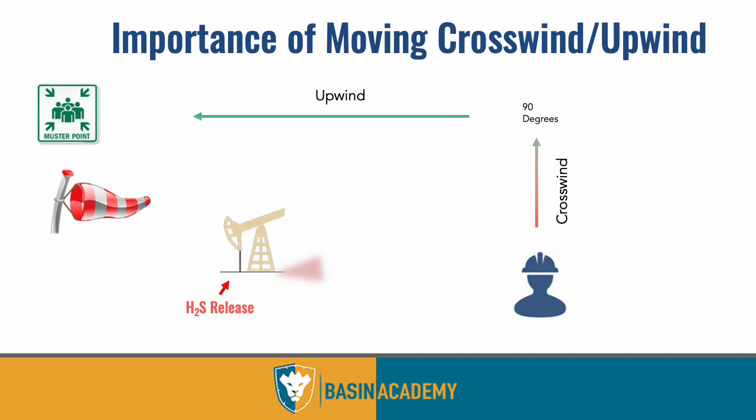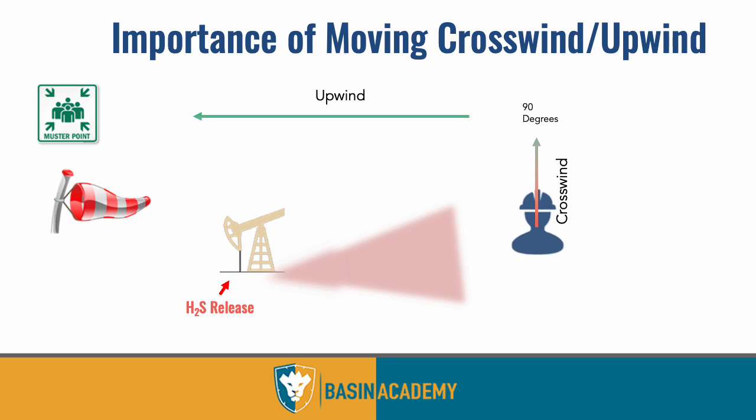So the important thing is moving crosswind, upwind. Let's say we have a pumping unit out there, and at the pumping unit somewhere, might be the flow line, might be the casing valve, we don't know, right? There is an H₂S release, okay? So it's growing towards us. It's really starting to come out and kind of come towards us. Our monitor starts going off, then it really starts going crazy.